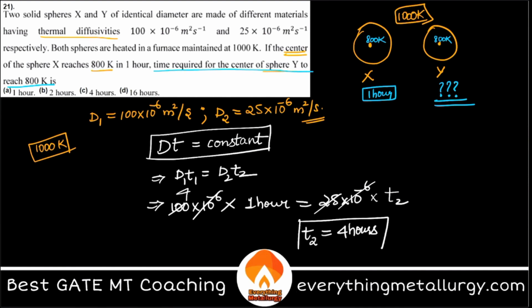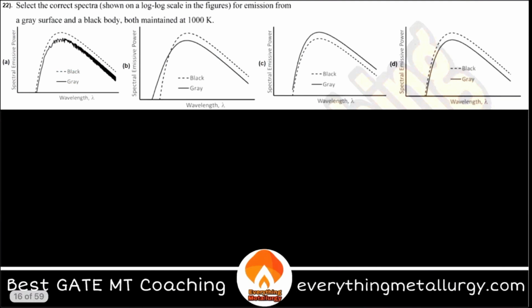So the answer would be C option. So dt equal to constant. This is a pretty simple theory that you get. Okay, the next question now.